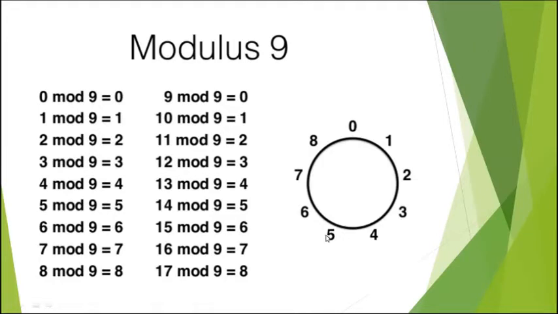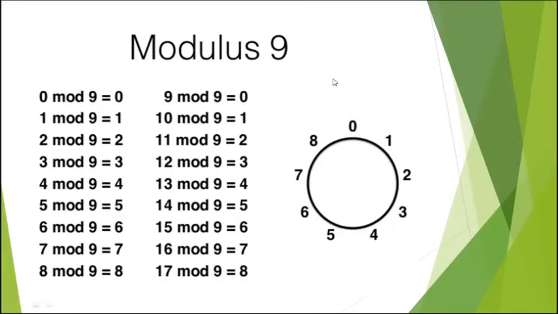Okay? 14 remainder is 5. Okay? So, 6, we have 15, no? Mod 9 is 6, no? 15 minus 9, the answer is 6. 16 minus 9 is equal to 7. 17 minus 9 is 8. 18 mod 9, the answer is 0.